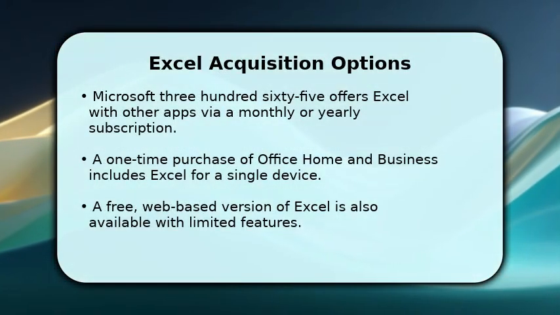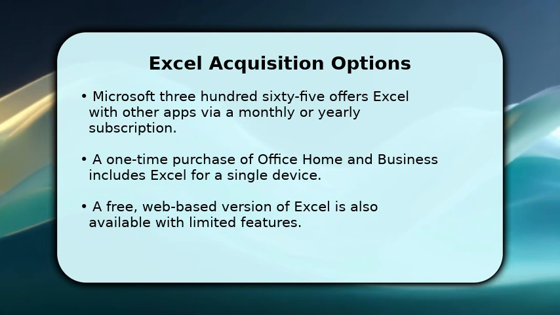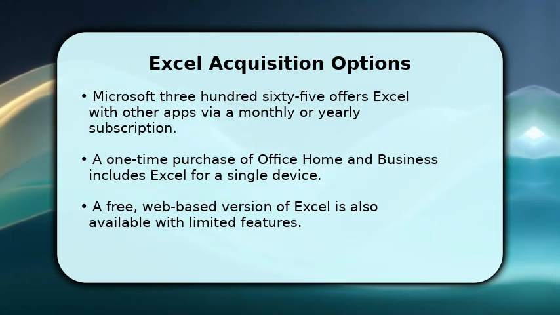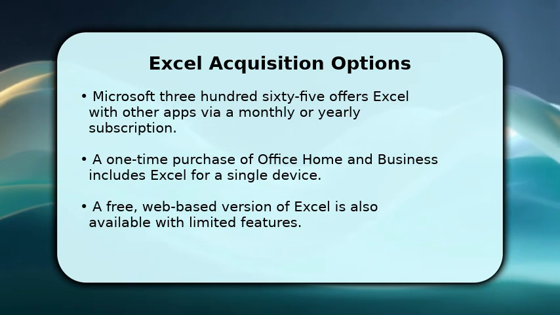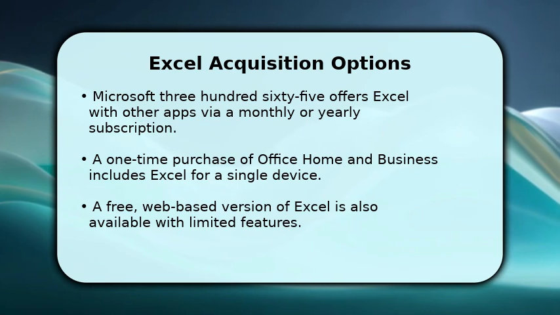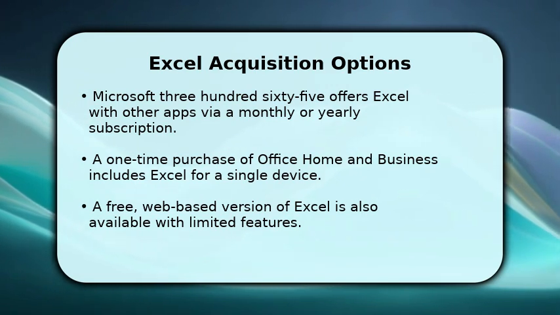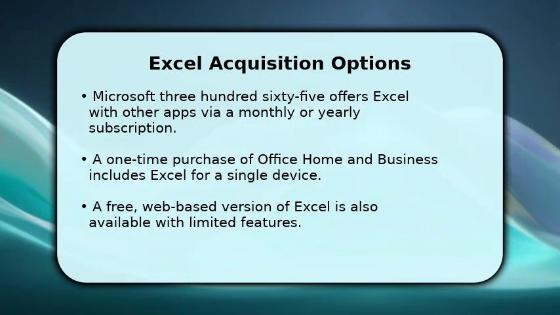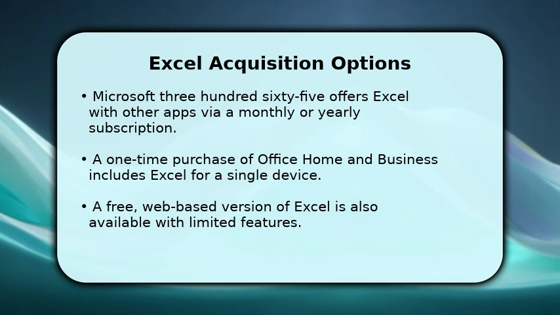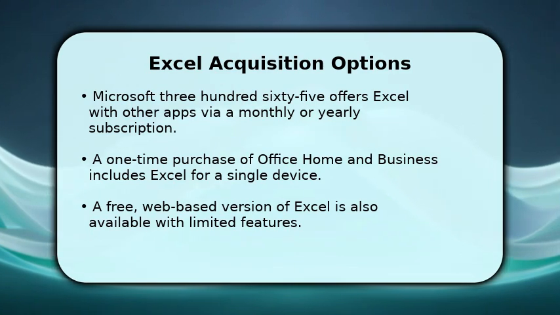There are a few ways to get Excel. Most commonly, it's part of a Microsoft 365 subscription, which provides access to the full suite of Office applications for a recurring fee. Alternatively, you can make a one-time purchase of a perpetual license, like Office Home and Business, for installation on one computer. For basic needs, a free online version is also accessible through your web browser.